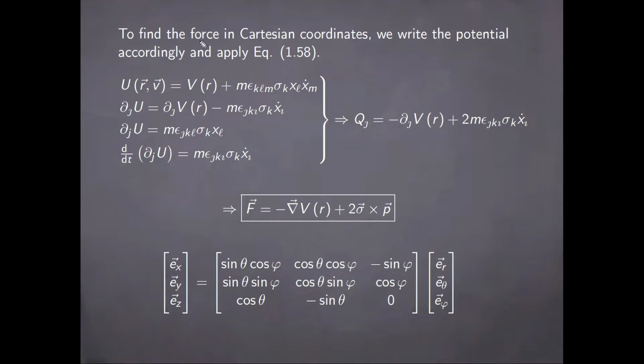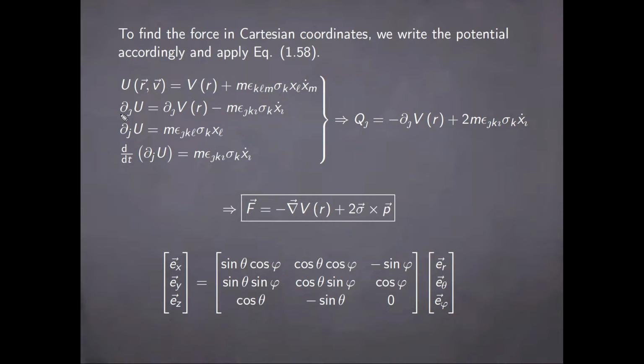Alright, so to find the force in Cartesian coordinates, we write the potential accordingly and apply equation 158. So here I just wrote U using Cartesian coordinates and the summation convention. I wrote out the dot product explicitly between sigma and L, and then I wrote L explicitly as a cross product.